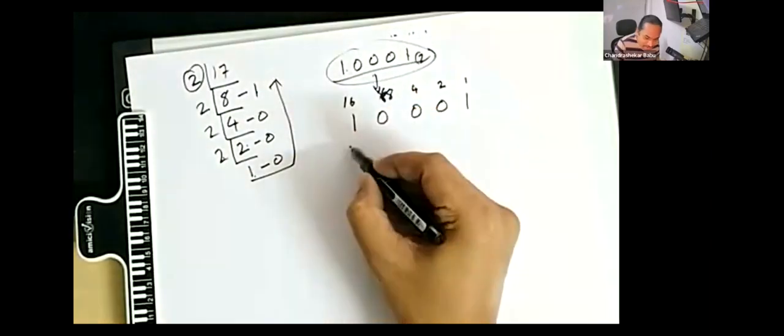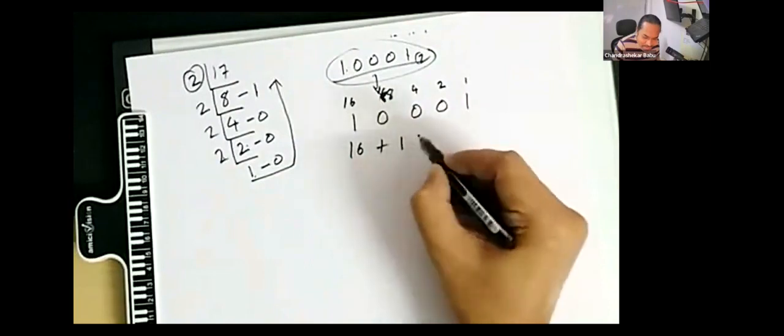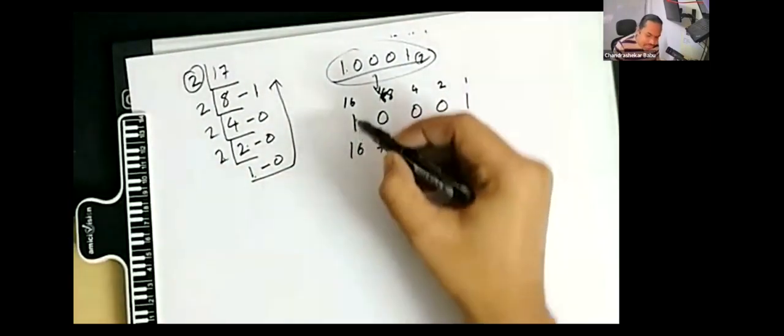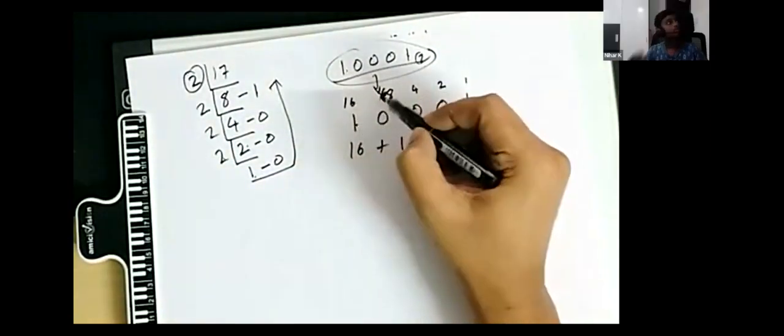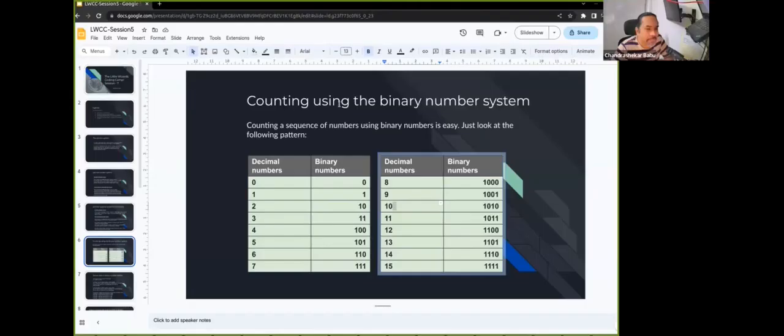Then 16. Wherever you see 1, carry that below here. You see 1 here, carry that below here. Add it, you get 17. It is the same as 16 into 1 plus 8 into 0 plus 4 into... in your school mathematics.